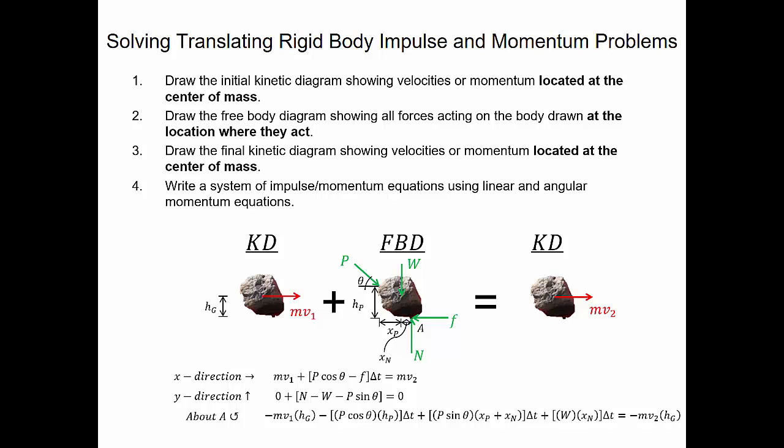All of that would be equal to the moment from my kinetic diagram about the same point, which in this case would be a negative moment of momentum, so negative mass times my final velocity, times the perpendicular distance from A to my momentum, which would be h sub g. Then once we have that, we can solve for the unknowns.